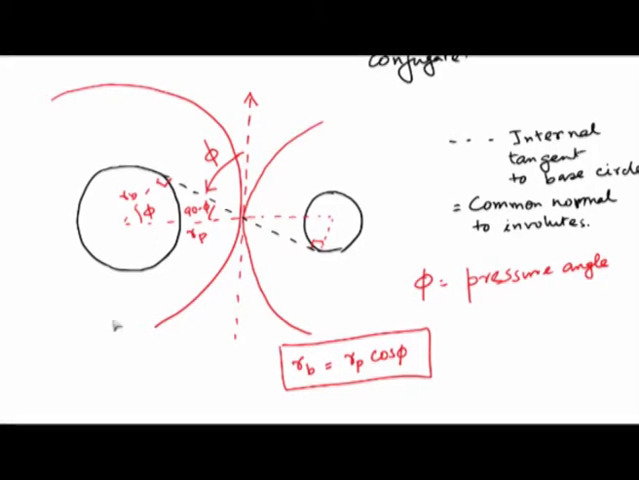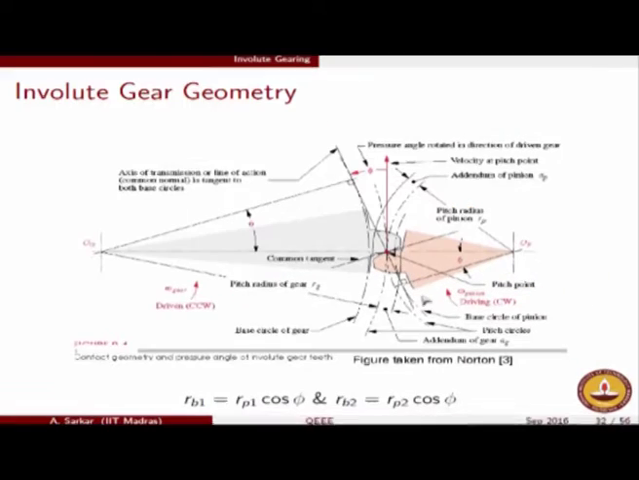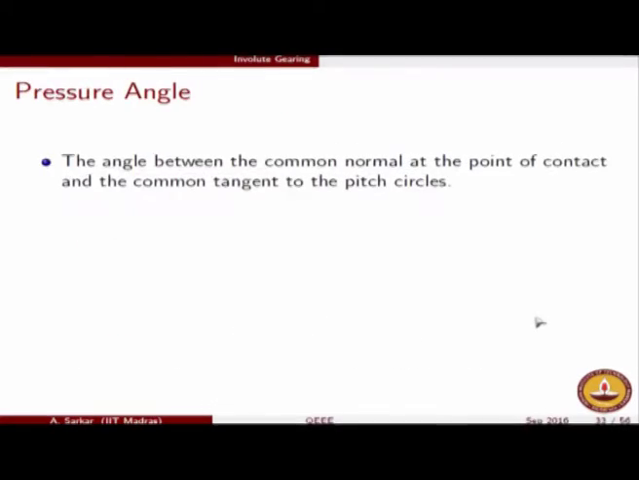I have just zoomed in to this triangle. You can call this OAP. From triangle OAP you get the relation that the base circle and the pitch circle are related through a cosine relation involving the pressure angle. So, RB is RP cos phi for both the driver as well as the driven.